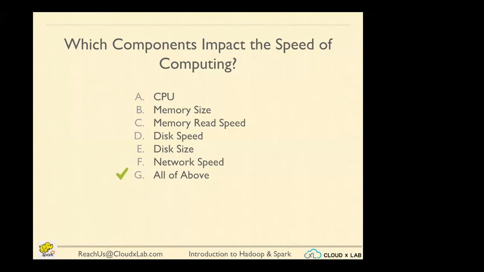A question is, good question, thank you, Prachir. The question is, how does disk size impact the speed of computing? Imagine that your disk is smaller, so you end up moving the data to the network, and eventually your speed of computing will be slowed down because you're reading the data from the network, all right? I'm not saying that for every application this will be the case. In general, all the components in the computer can impact the speed of computing, okay?